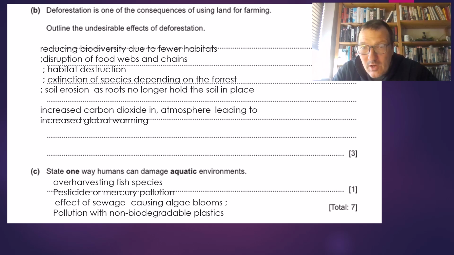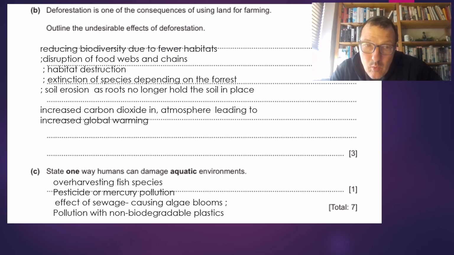And once you cut down the forest and the roots no longer hold the soil in place, you will see more soil erosion come the rainy season. You can also see an increase in CO2 in the atmosphere as the trees no longer take up as much carbon dioxide, which can further the effect of global warming. Again, you just have to have 3 of them here to get the 3 points. The same for the last one.